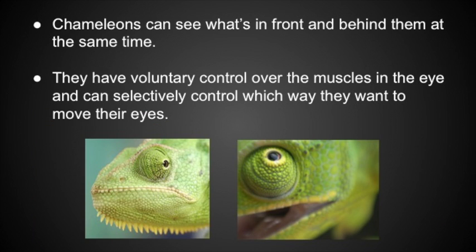Chameleons' eyes are shaped rather unusually. The chameleon does not have an upper or lower eyelid. Instead, they have one large eyelid that is shaped like a cone. Because of this cone shape, their eyes move as though they were mounted on turrets. Each eye moves independently from one another, allowing the chameleon to see what is in front of and behind them at the same time.